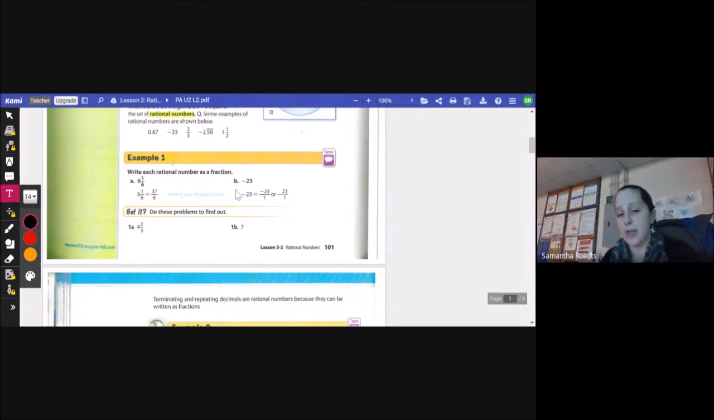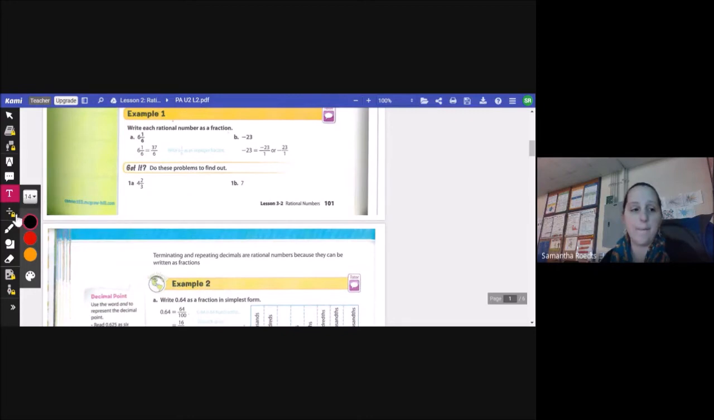For b, I have negative 23. Any number that's just a whole number or an integer, I can put over 1. So negative 23 over 1. You can write it either way. For a, 4 and 2/3, I need to multiply 4 times 3, which gives me 12, plus 2, which gives me 14 over 3. For 7, I just write 7 over 1.